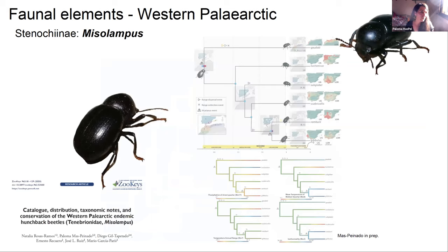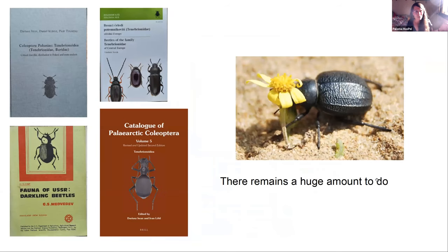But we also work with Misolampus. Last year we published a catalog trying to define the distribution of the different species of Misolampus. And now I just finished a biogeographic study about Misolampus, trying to dig deeper into the geographic and ecological processes within Misolampus. And yes, there remains a huge amount to do, but we will still be working on that.